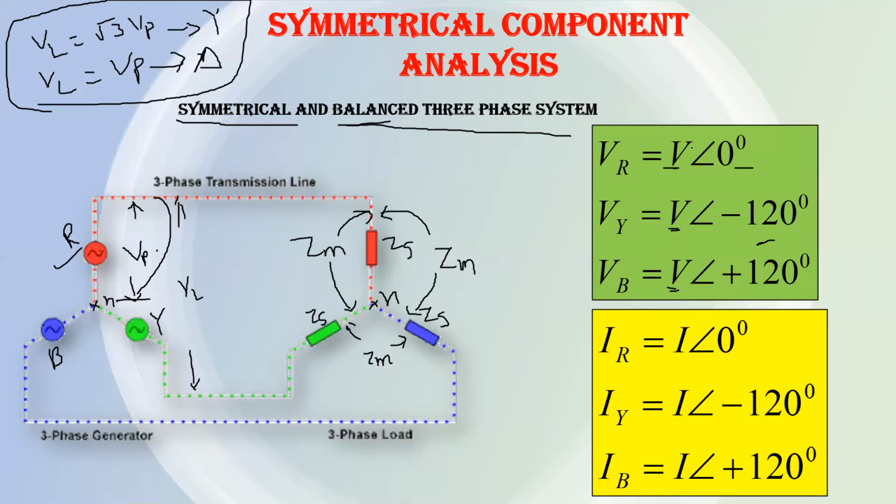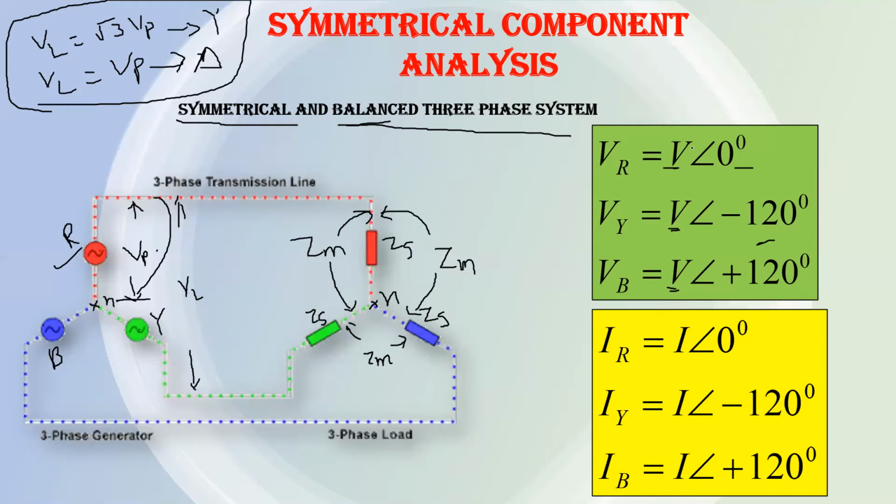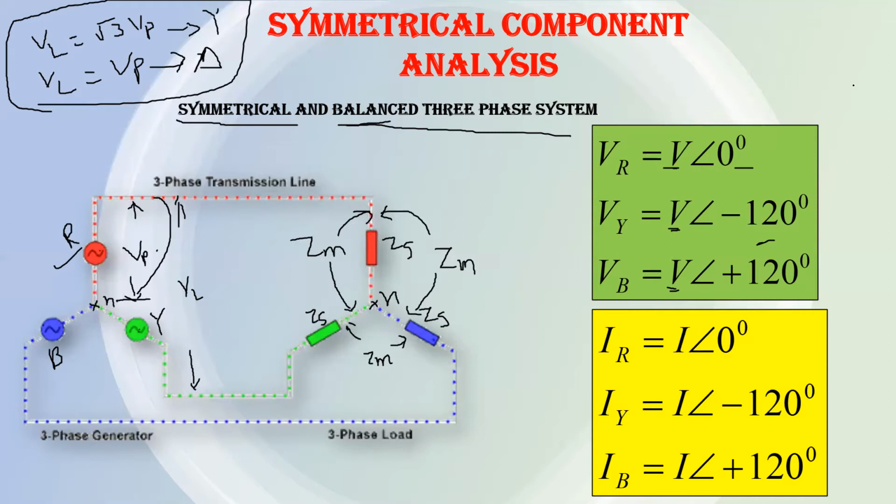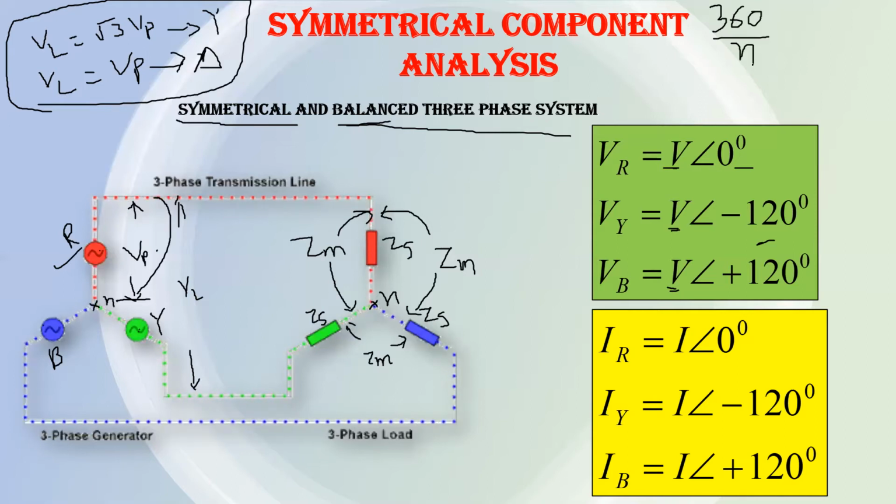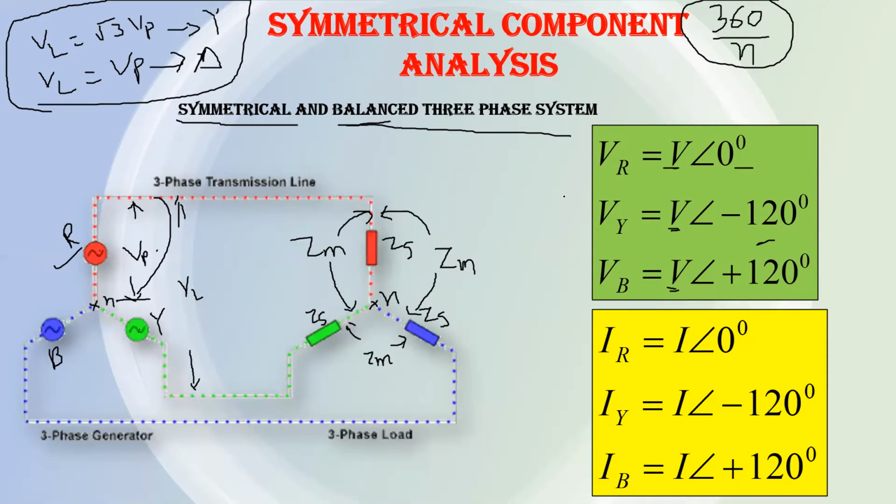So if a three-phase system gives a balanced supply, it means the phase voltages of this three-phase system will be of the same magnitude, and the phase difference between any two phases must be 120 degrees for a three-phase system, and for an n-phase system this will be equal to 360 by n. So this is the meaning of balanced voltage.